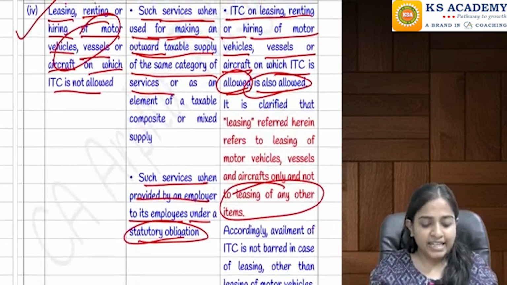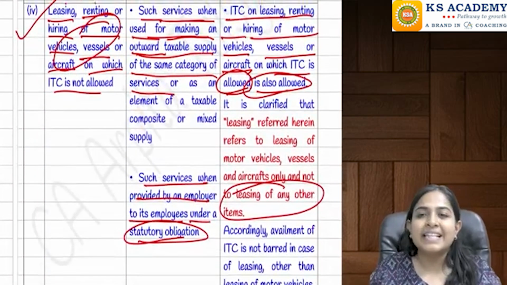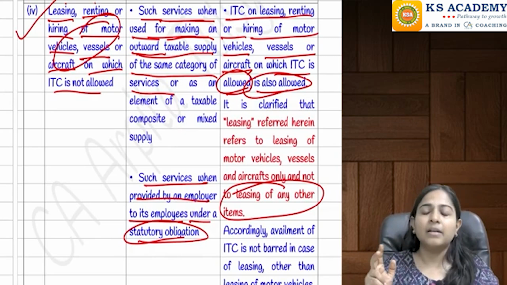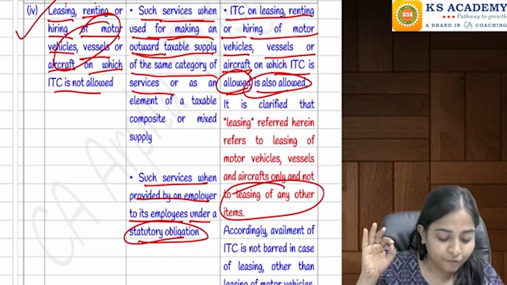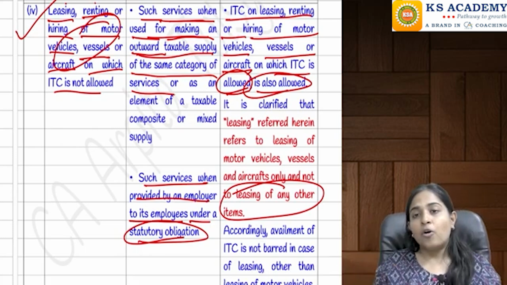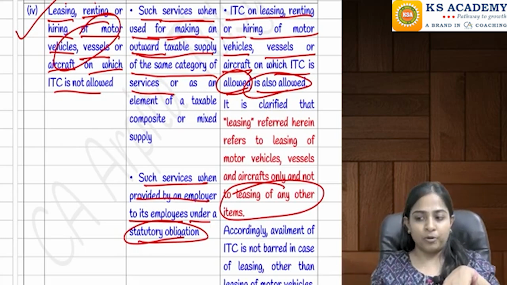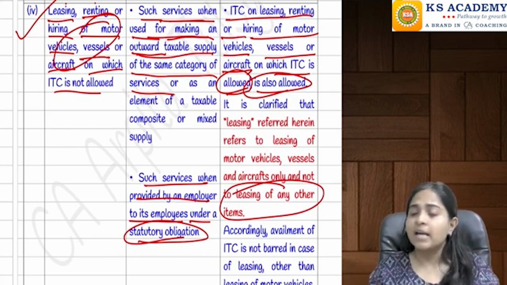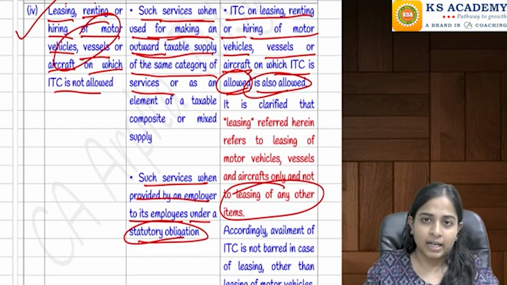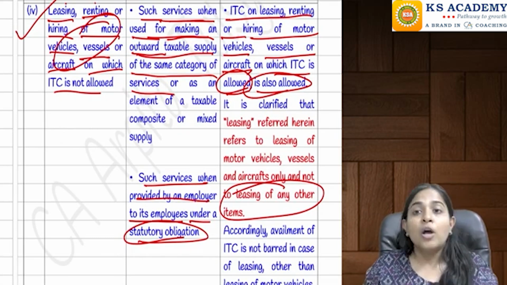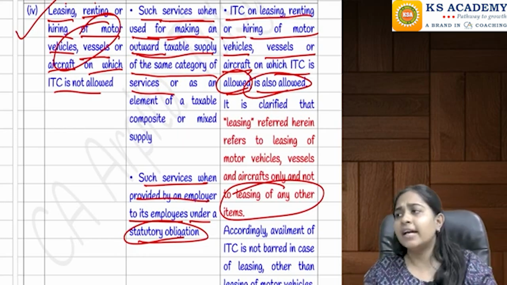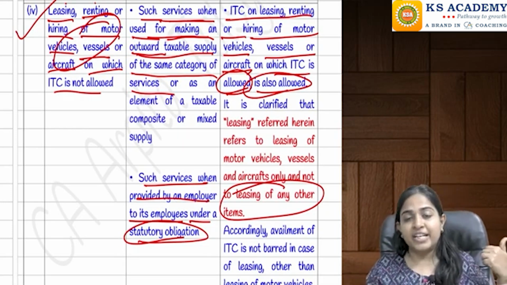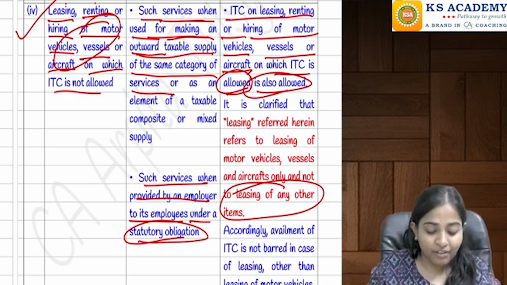Right? Then the next one, the fourth point, was talking about leasing, renting or hiring of motor vehicles. Same three things: leasing, renting, hiring of motor vehicles, aircraft or vessels, on which ITC was not allowed. I said that I want to purchase a car for office purpose. Law says that no, it is not allowed, meaning the ITC on that is not allowed. Then I thought I will take a car on hire and then I will travel. Then if you have paid GST on this hiring charges, even that will be blocked.